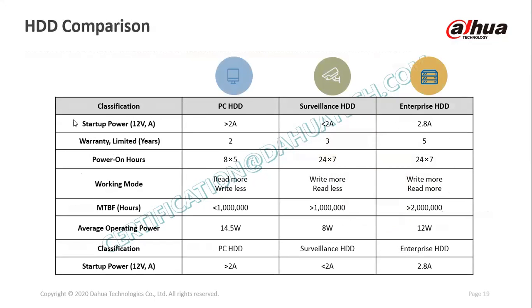Comparing the PC, surveillance, and enterprise hard disks: a PC hard disk, that is a computer hard disk, will require power of more than 2 amperes. A surveillance hard disk will require power of less than 2 amperes. And an enterprise hard disk will require power of 2.8 amperes. In terms of warranty, a PC hard disk has a warranty of 2 years.